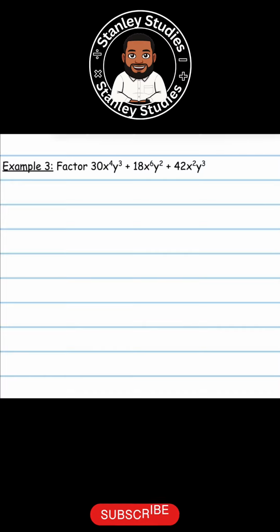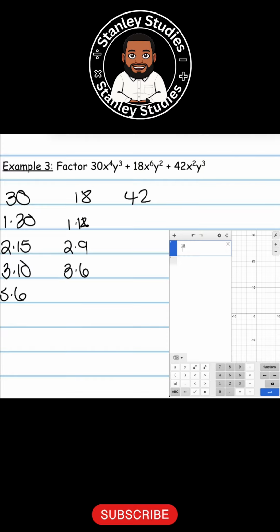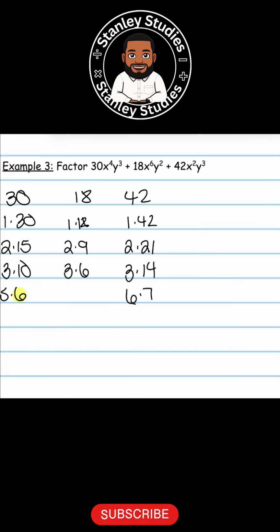So when we do that, the numbers that we have to find the GCF for first are 30, 18, and 42. So if we do 30, what is in common for all three for the GCF is 6. That's the biggest number that they all share in common. So now since we know that, we can start our GCF with 6.